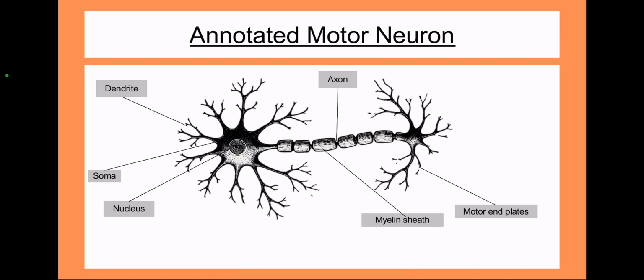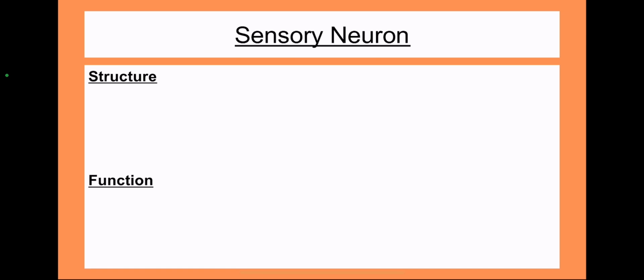nucleus. Around the axon, we've got the myelin sheath, the insulating layer, which helps speed up the transmission of the message, because we need these messages to fly really quickly. And then at the end, we've got the motor end plates, which attach to the effectors, the muscles, to cause them to basically move. So there are three types of neuron which you could get questioned on in the exam.